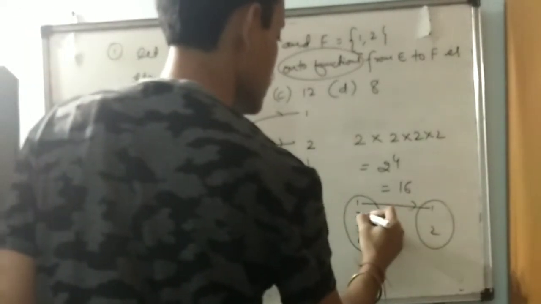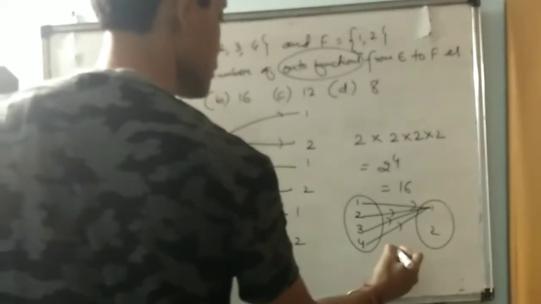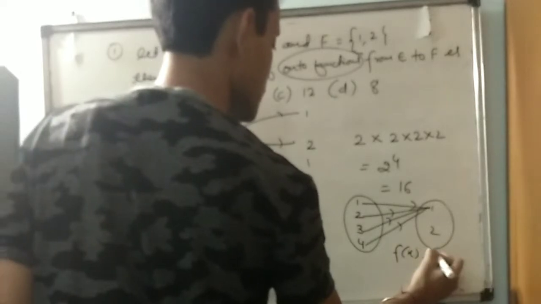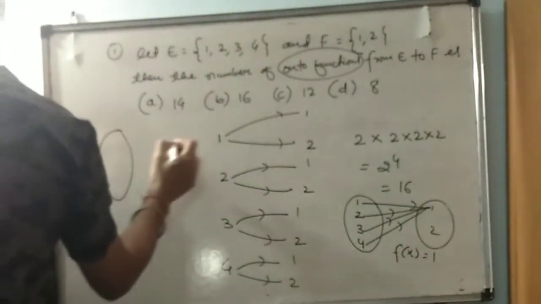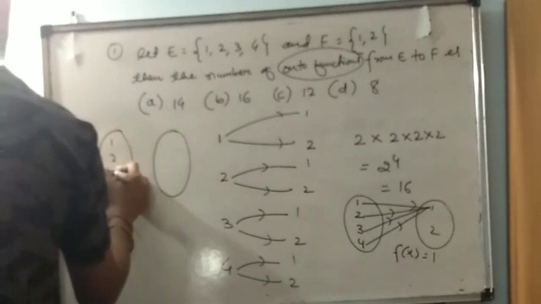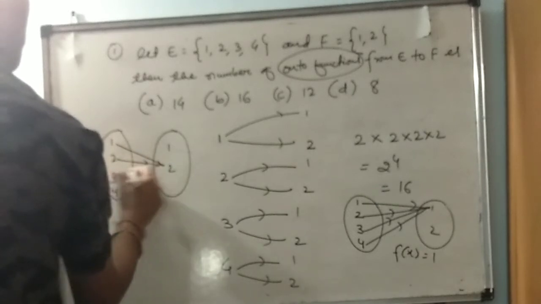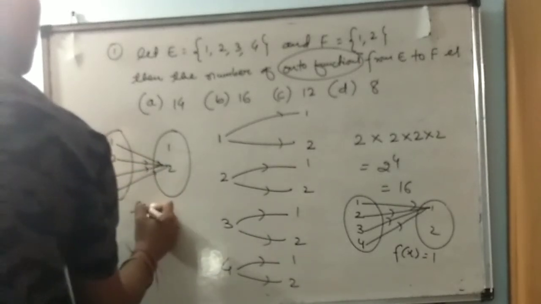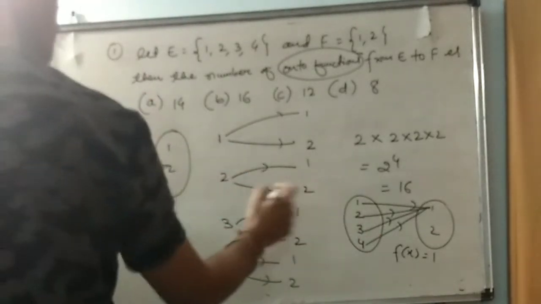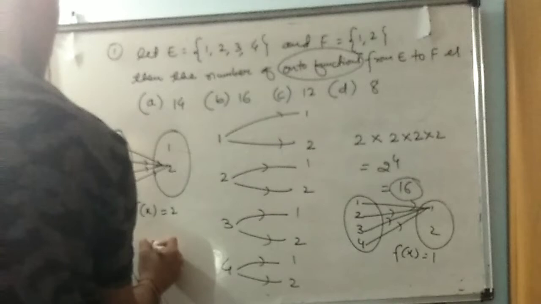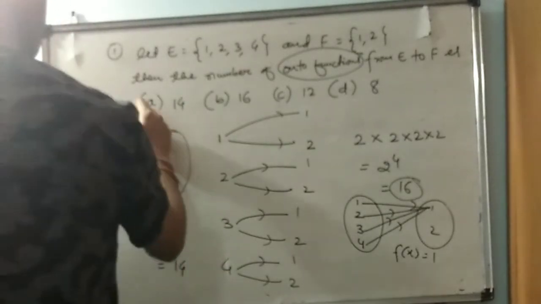So if I think of this mapping, which you can say f(x) is equal to 1, and the other one in which all are connected with 2, these 2 are making it not onto functions. So out of this 16, if I remove 2, I am getting 14. So 14 will be the right answer.